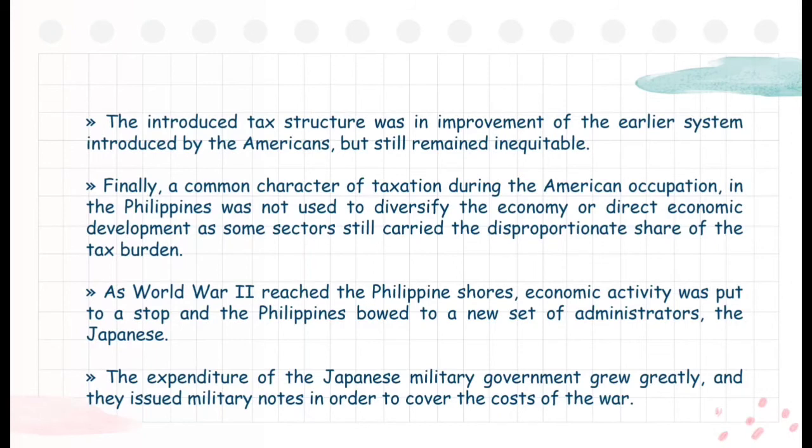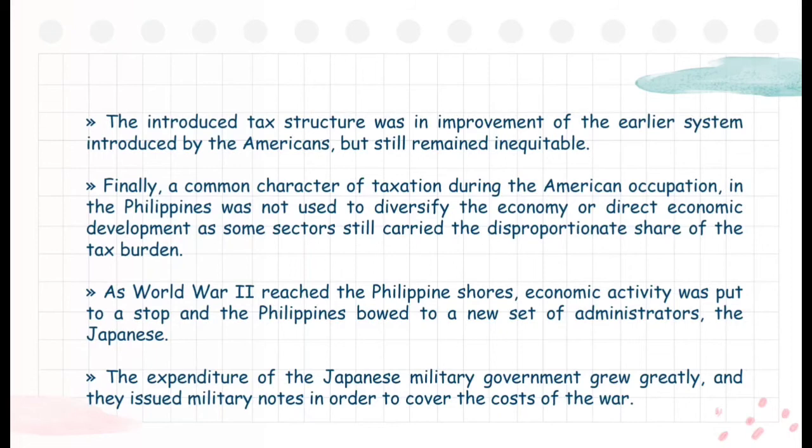Next, as World War II reached the Philippine shores, economic activity was put to a stop and the Philippines bowed to a new set of administrators, the Japanese. The Japanese military administration in the Philippines during World War II immediately continued the system of tax collection introduced during the Commonwealth, but exempted the articles belonging to the Japanese armed forces. Foreign trade fell and the main source of taxation came from amusements, manufacturers, professions, and business licenses.